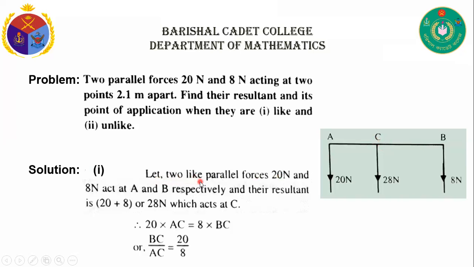Let two like parallel forces, 20 Newton and 8 Newton, act at A and B respectively. Their resultant is, we know that for like parallel forces, the resultant is the sum of their forces. So the resultant is 20 plus 8, that is 28 Newton, which acts at point C. So 20 into AC equals 8 into BC. So BC by AC equals 20 by 8.